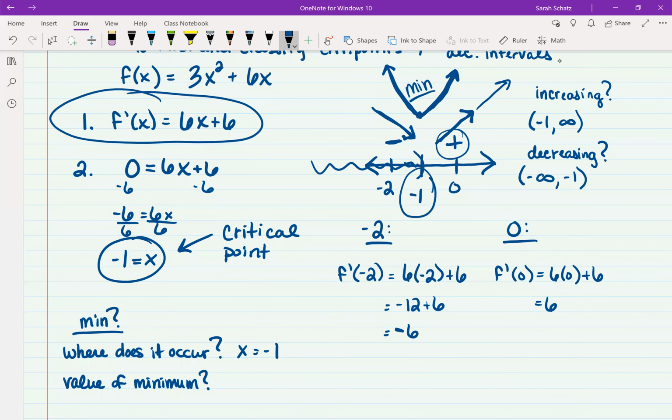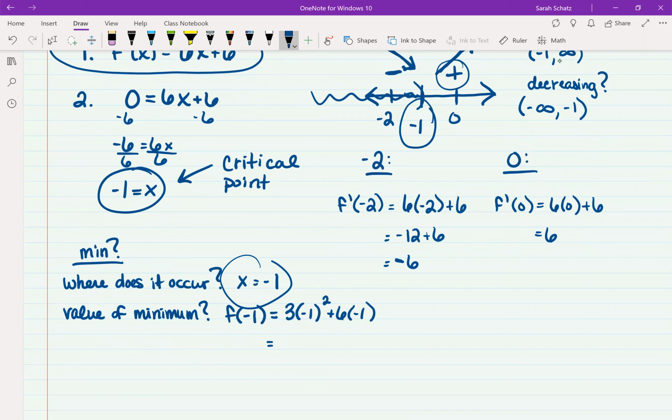How do I find that? Well, I take the x value where it occurs and I put it into the original function. You guys, if you're looking for an actual value, you put it into the original function. So what is the value there? Well, I don't know, but I can find it. It's just f of -1. So I'm going to do 3 times -1 squared plus 6 times -1. So this will be 3 times +1 because the negative squares out, and I'll get 3 minus 6.